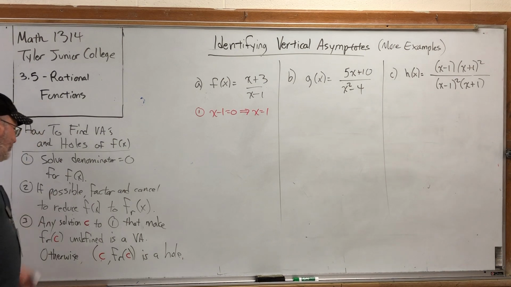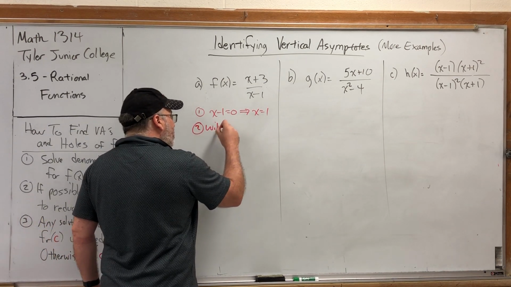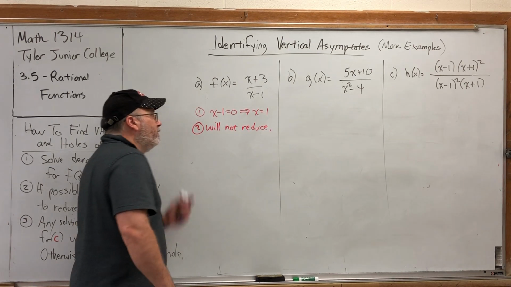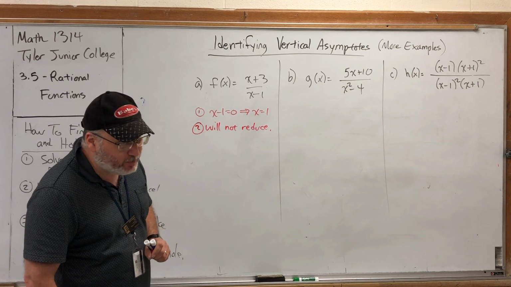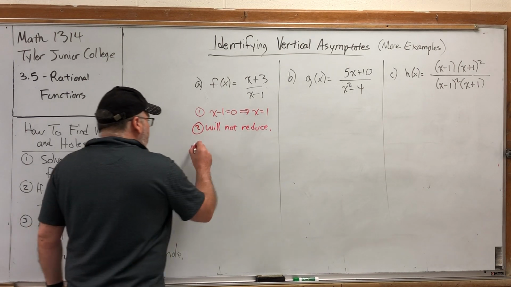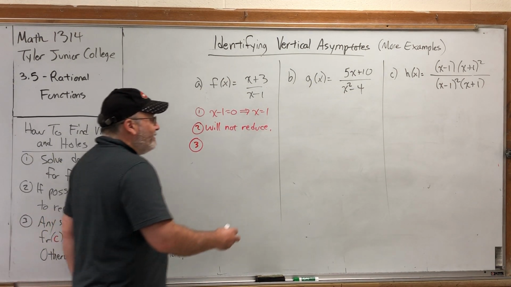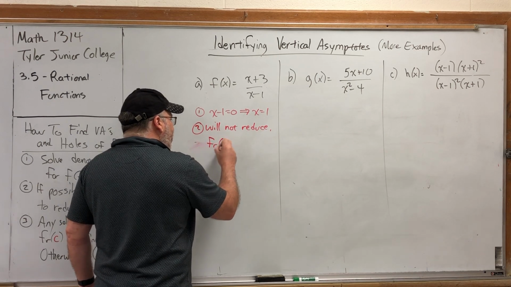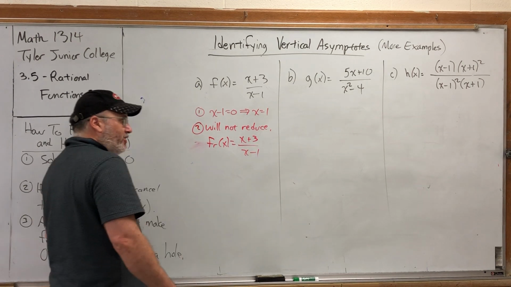Step number 2, if possible, factor and cancel. This will not factor and cancel, so the function will not reduce. I can't cancel the x's, you can only cancel parts of multiplication problems in a fraction. So there is no reduced function. Or you could say that it is its own reduced function. So in other words, you could say that the reduced function is the original. No reduction happened. It doesn't change what happens next.